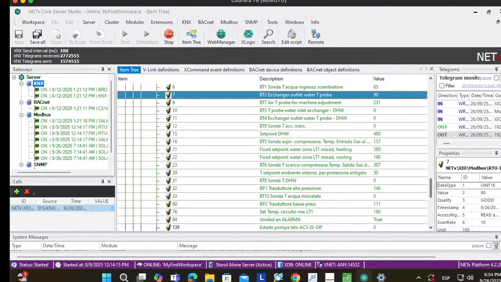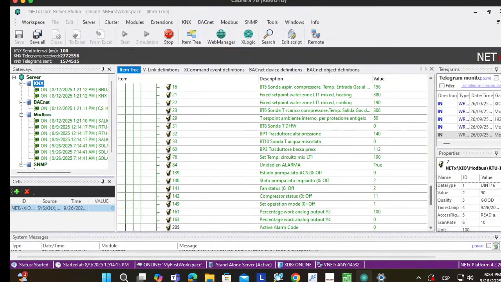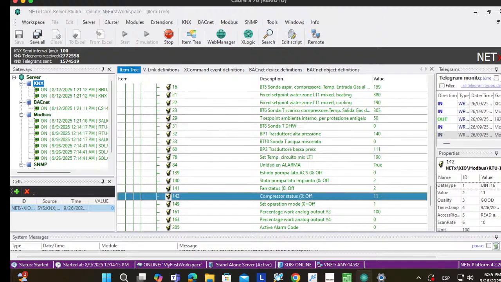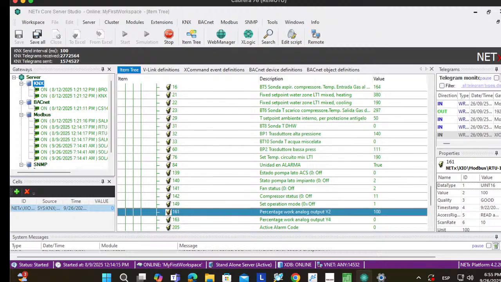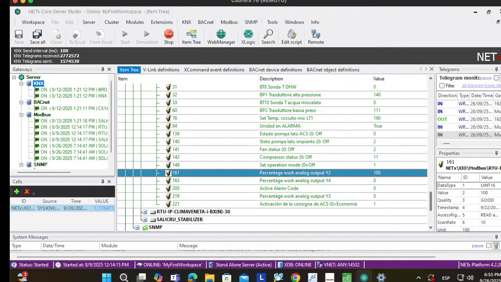What I like about this is that you don't need to go to the original manufacturer thermostat to get all the information like errors. Take a look, I also have the status of the compressor. So I know this is 11, which means, I don't remember what mode now, but I think it's blowing air. I also have the operation mode and the analog output for this pump. I don't need it, but just in case you need it, you have it.